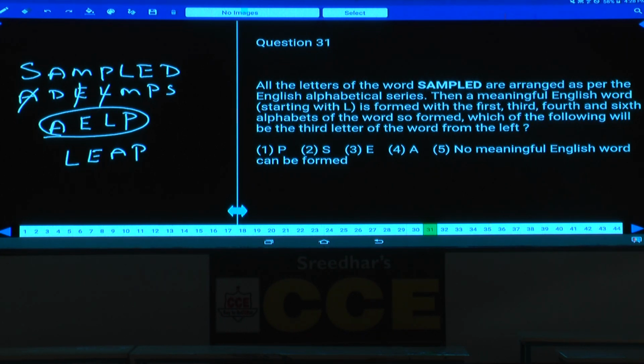Which of the following will be third letter from the left? Yes, tell me which is the third from the left? A. A, that is given in choice 4. Now question number 31, it is choice 4. Then question number 32.